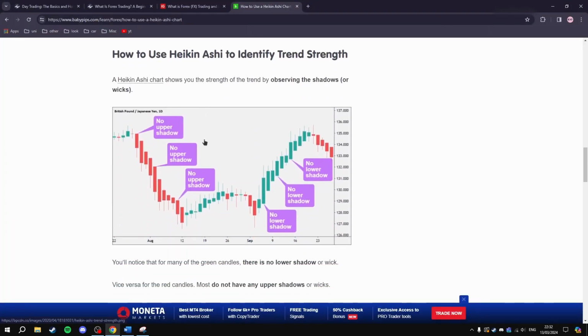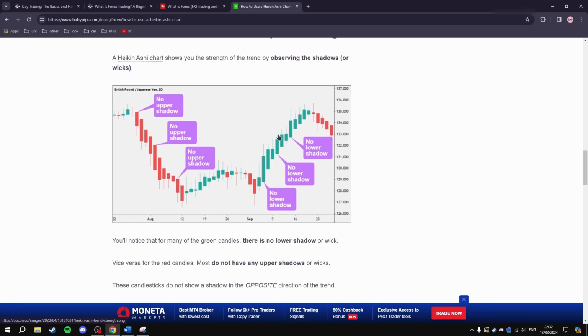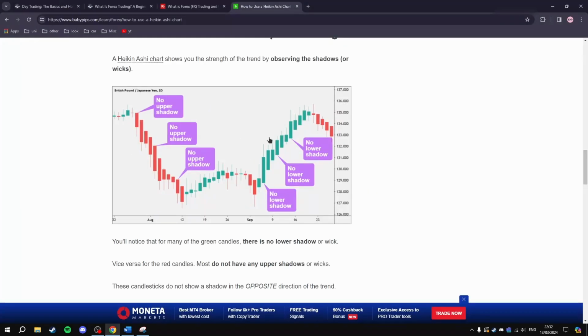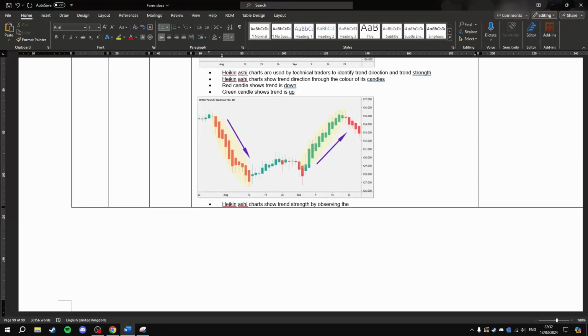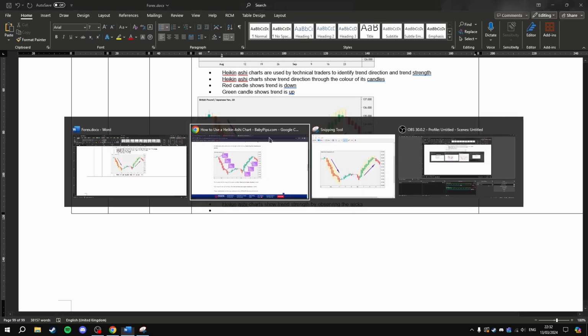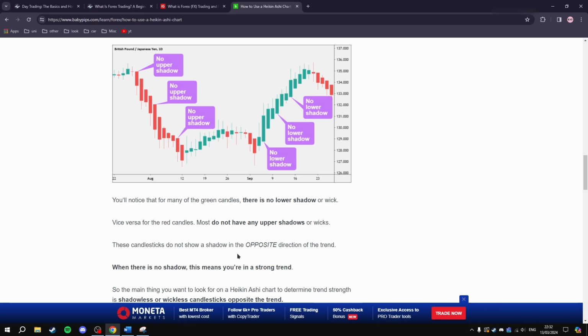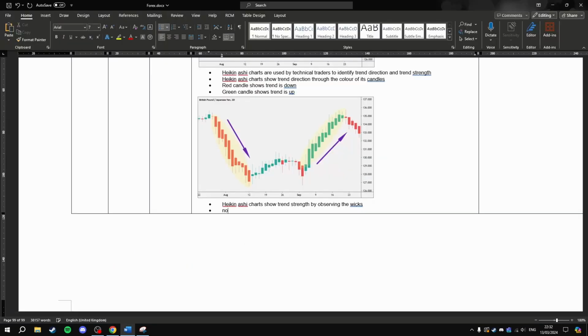How to use heikin ashi to identify trend strength. A heikin ashi chart shows you the strength of the trend by observing the shadows or wicks. No shadow, no wicks means strong trend.